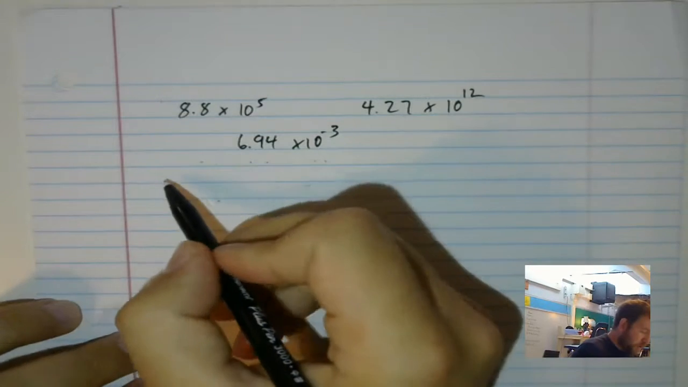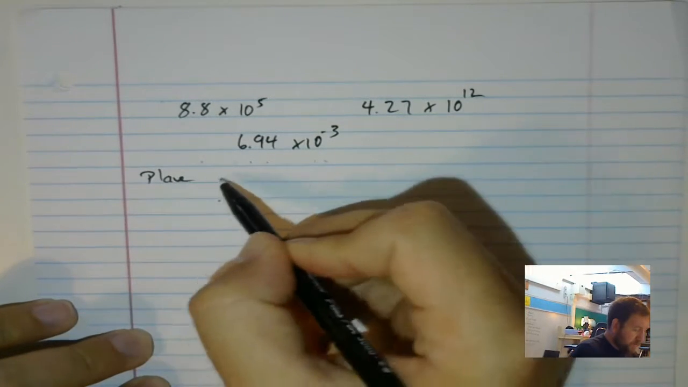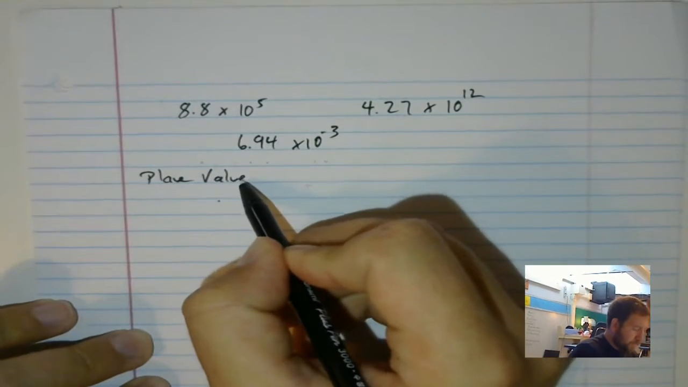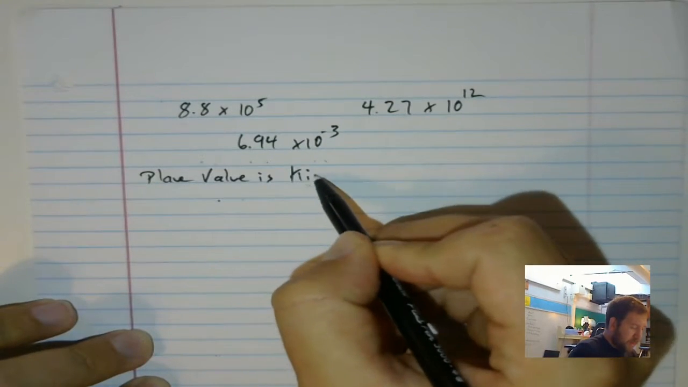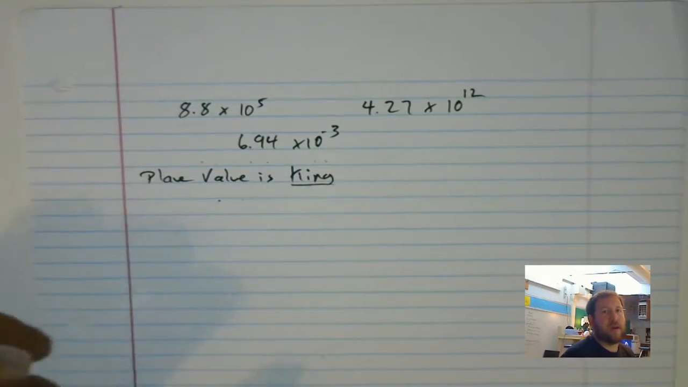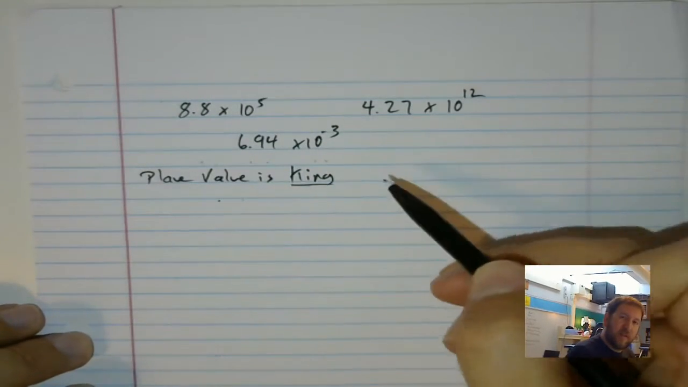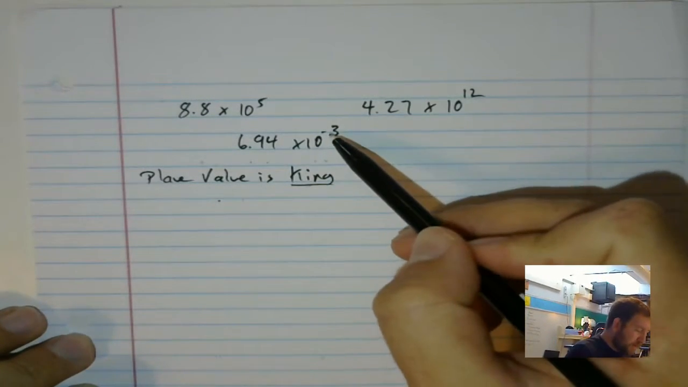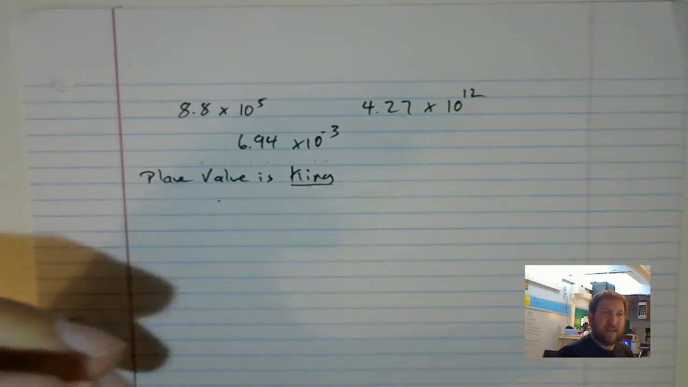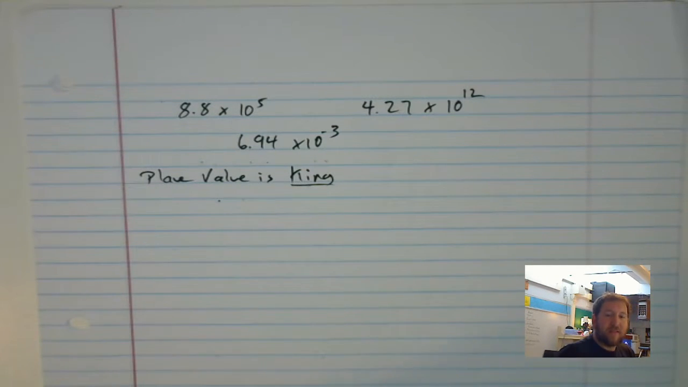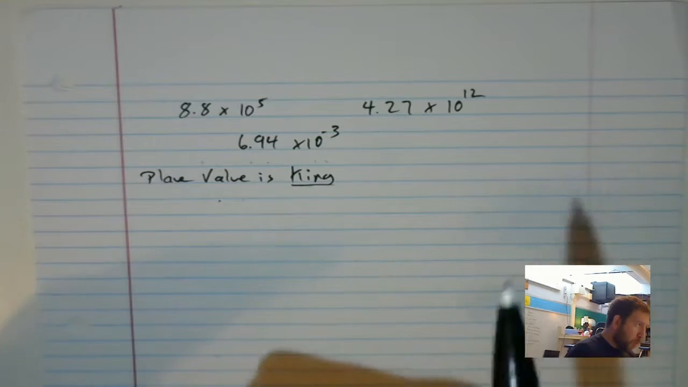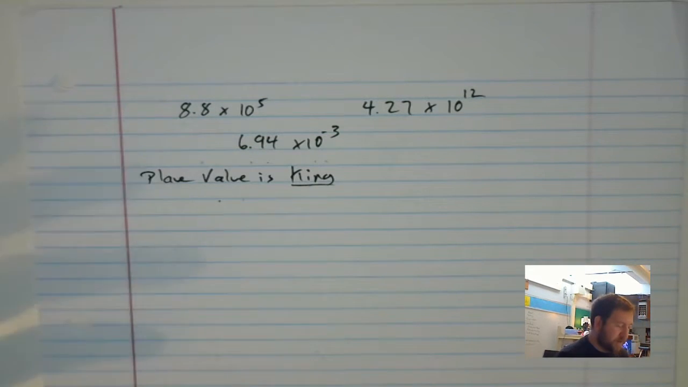just like usual, place value is king. That's always the most important thing about a number when we're looking at a number. And when we get our place value from scientific notation, we get it from this times 10 to the something at the end. And that's where it really lets us know how big or how small this number is.